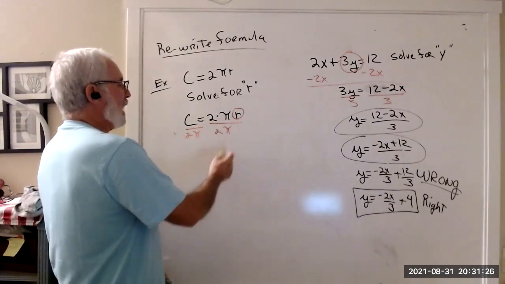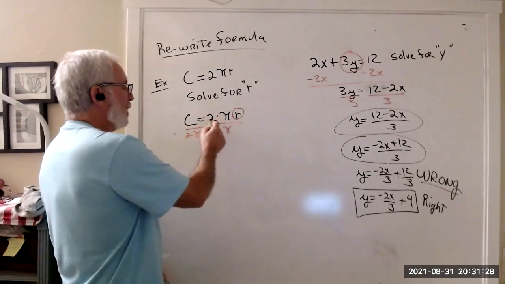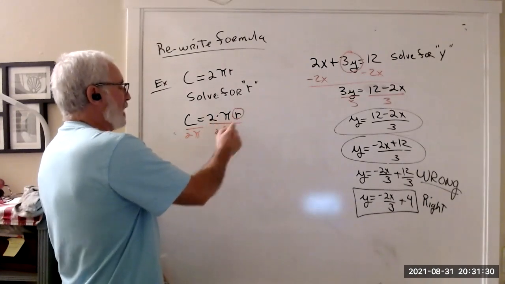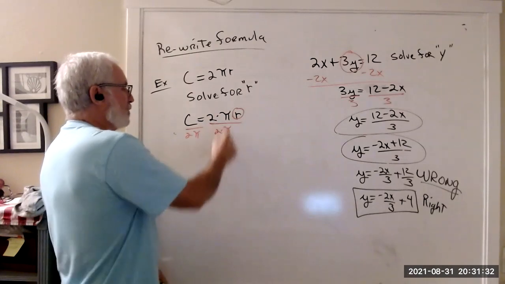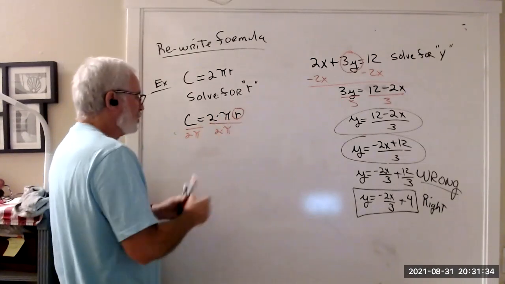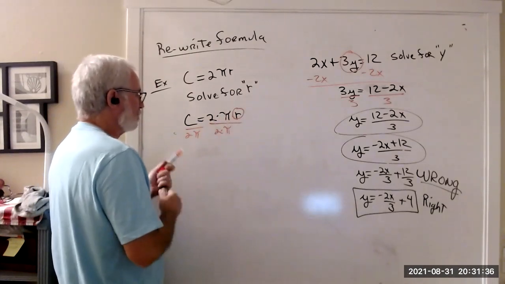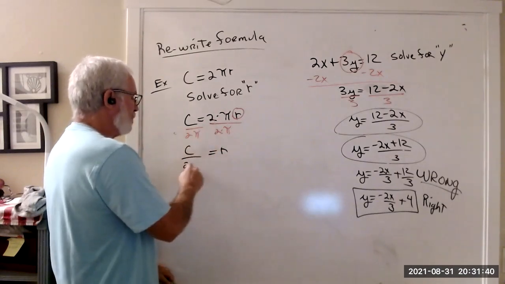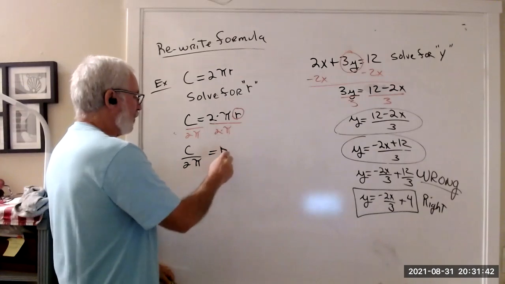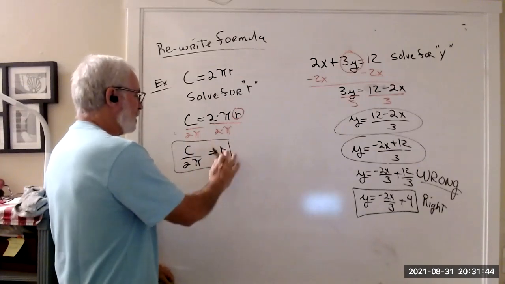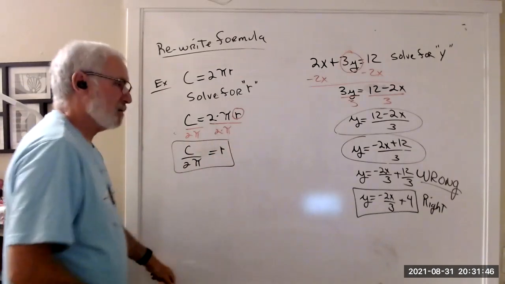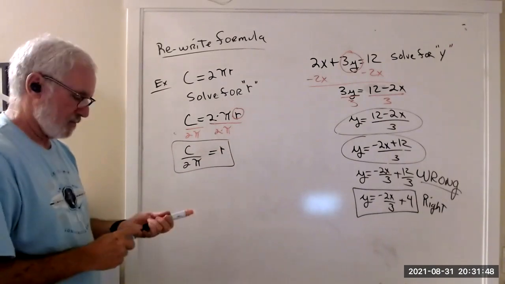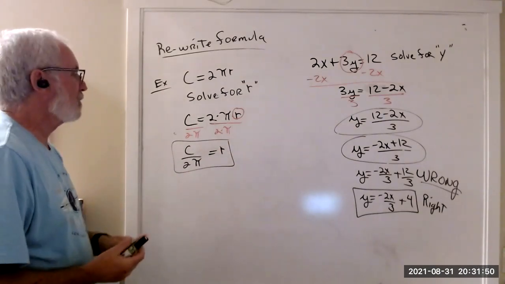So what's going to happen here, because these are all multiplying, 2 times pi times r, I can divide by 2 times pi. Those cancel, those cancel. So I get r. And this is just c over 2 pi equals r, and you're done. That's it. You're done. It was that easy.